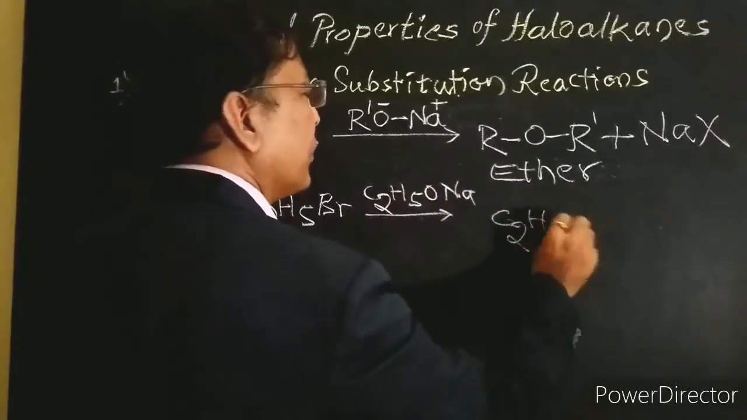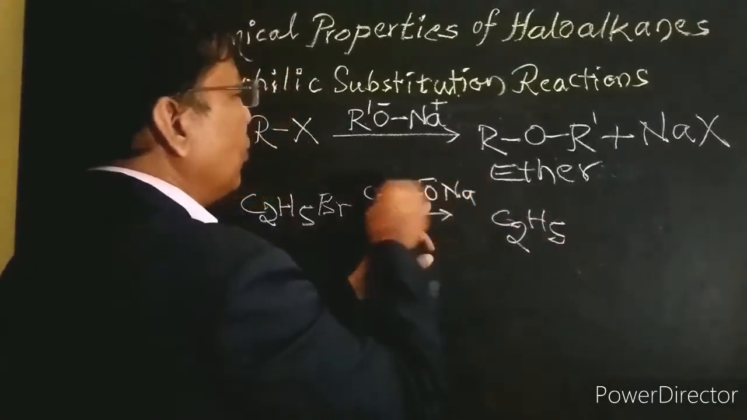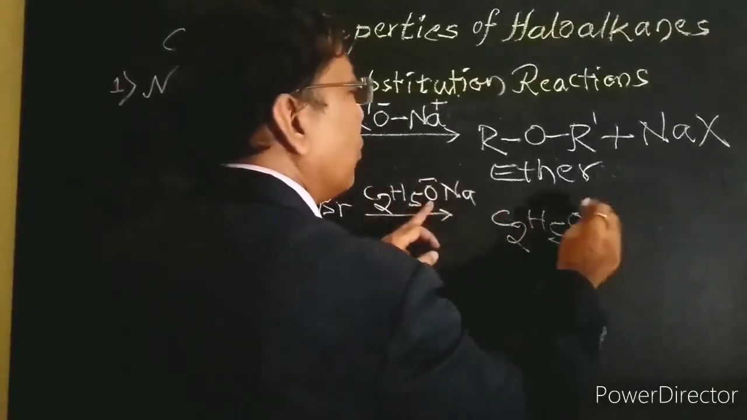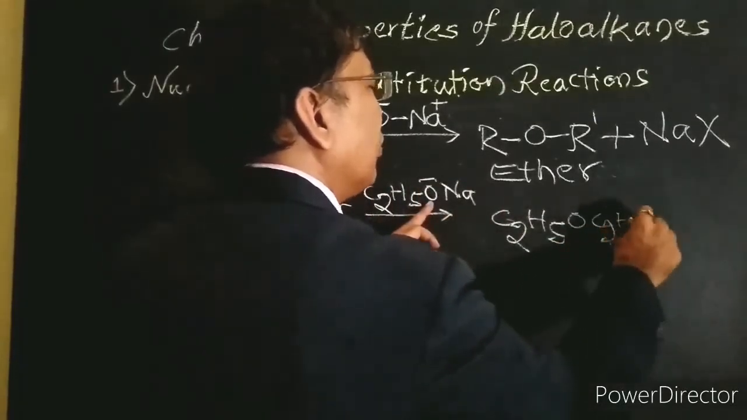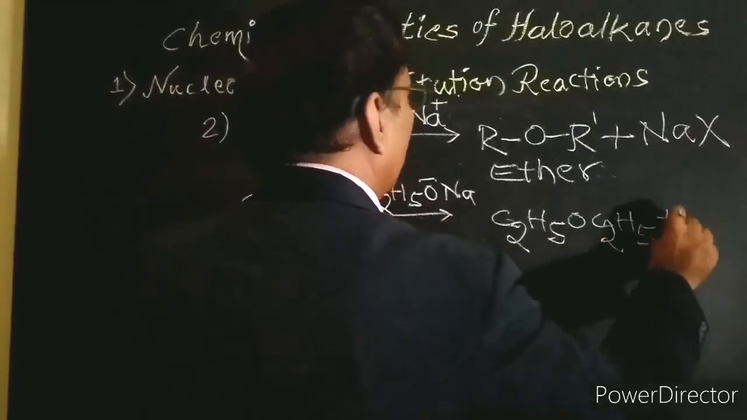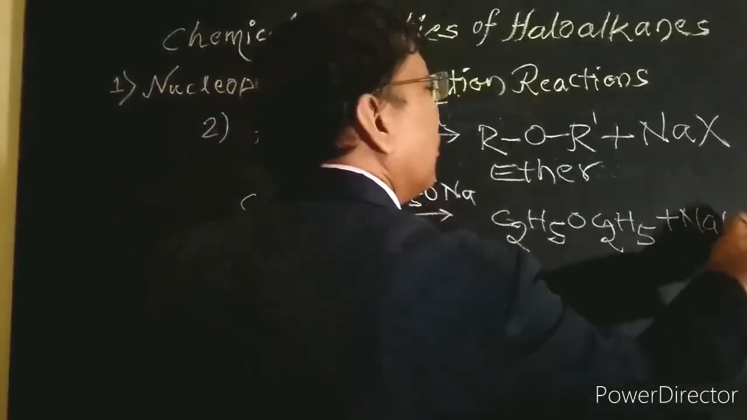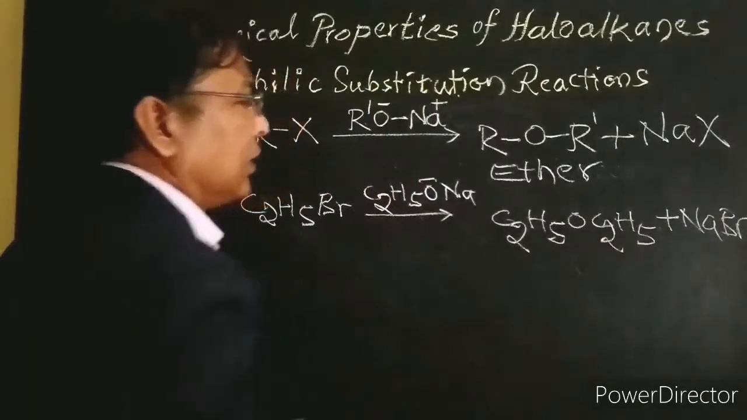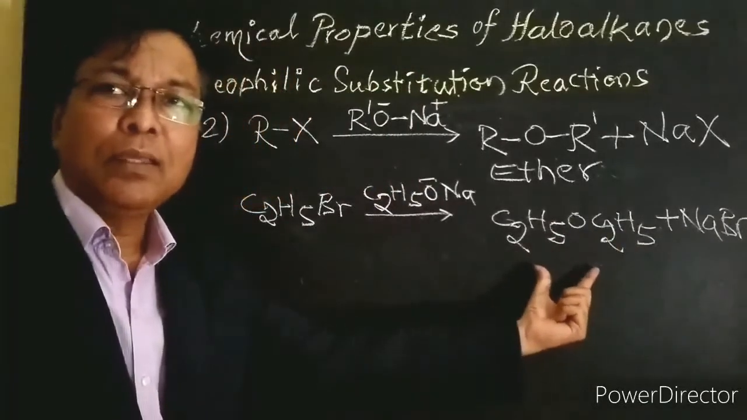Then we get C2H5. This is the nucleophile, O C2H5. O C2H5 is the nucleophile, and we get NaBr. This is diethyl ether. The name of this compound is diethyl ether.